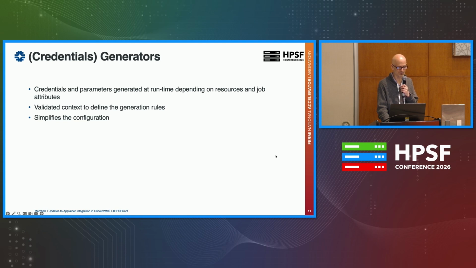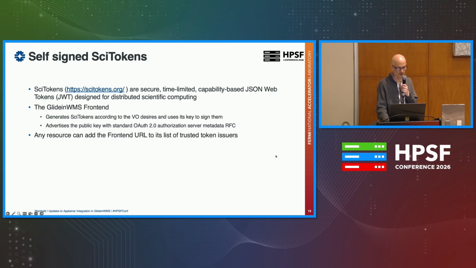This is used also to define things depending on a mix of requirements from sites and VOs. We also allow self-signed site tokens. Site tokens are a type of JWT that's used within OSG to run on resources. The site tokens are generated and signed on the front end, and the front end advertises via the OAuth standard the public links to validate and verify the tokens. So any resource can add this.